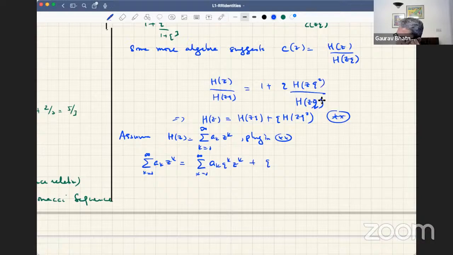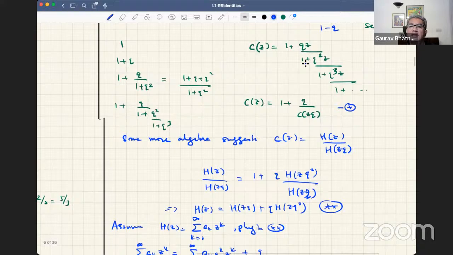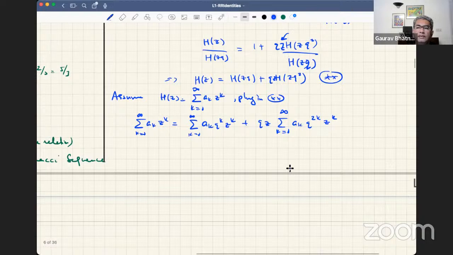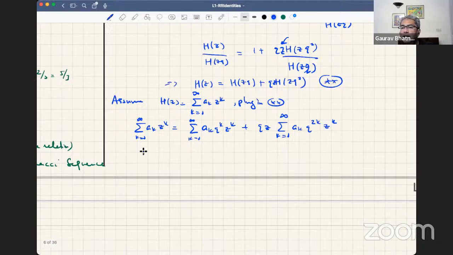Q squared. So there is something wrong here. Did I forget a Z? Yeah, there's a QZ here. Sorry, this Z I forgot. So there's a QZ and then ZQ squared. So it's QZ. Then here you get A_K Q raised to 2K Z raised to K going from 0 to infinity. Right, and now we compare coefficients of Z raised to K. So compare coefficients.